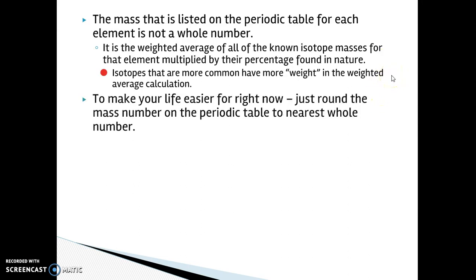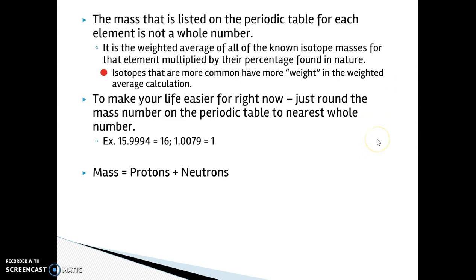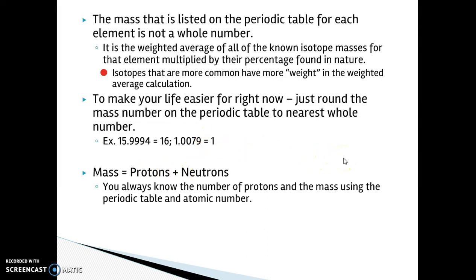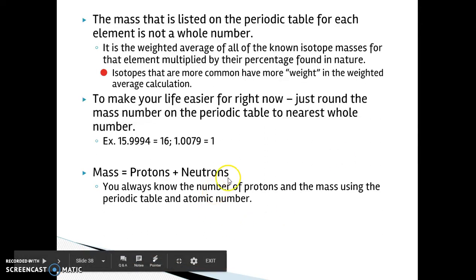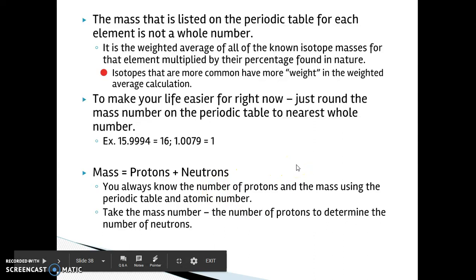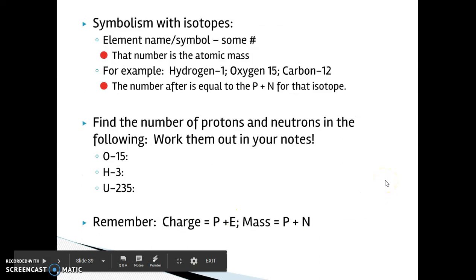So to make your life easier for right now, just round the mass number on the periodic table to the nearest whole number. So 15.9994 would round to 16, 1.0079 would round to 1, and that's going to be your mass. So the mass is protons plus neutrons. In order to get to 16, my protons plus neutrons must equal 16. For hydrogen, having a mass of 1.0079, my protons plus neutrons would equal 1. You'll always know the number of protons, and you'll always know the mass because that's given to you on the periodic table. So all you'll have to do then is subtract to get the number of neutrons: the mass number minus the number of protons gives the number of neutrons.